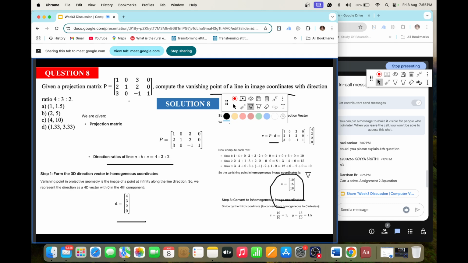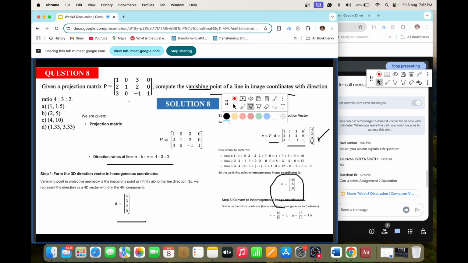Right, so very easy, that is P into D. P has already been given, and the direction ratio has been given: 4:3:2. So 4, 3, 2 and the last is 0, because we are talking about the vanishing point, and for a vanishing point the last is 0, because 0 means scaling 0. Anywhere you divide 4 by 0 it is actually at infinity, 3 by 0 infinity, 2 by 0 infinity. So that is how we write the vanishing point with the direction cosine.